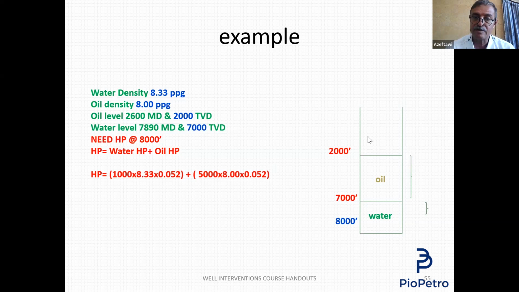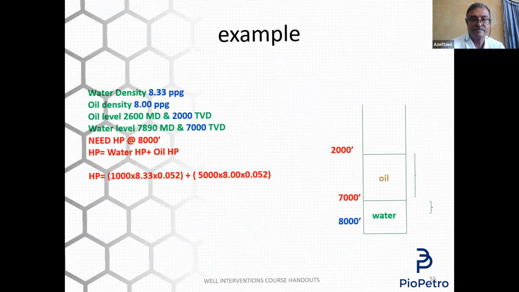Then you might ask me, but Ahmed, I have to calculate what's above. I don't know what's above. I didn't give you any data about what's above. But if I tell you that the first 2,000 feet of this well is full of gas, and this is shut off, and you have 500 psi shut-in pressure, then in this case you have to add the hydrostatic head of this 2,000 feet of gas, plus the shut-in pressure, which is 500 in this particular case.